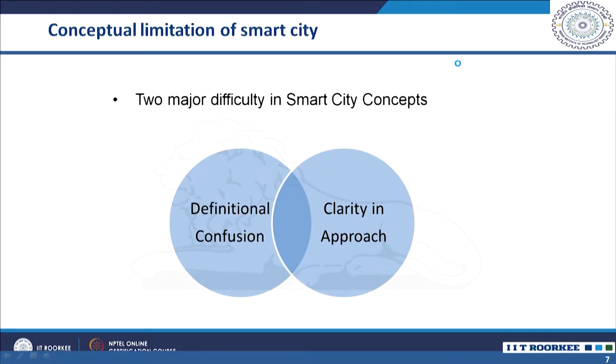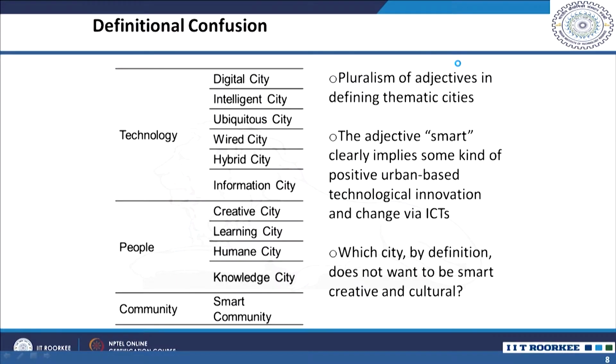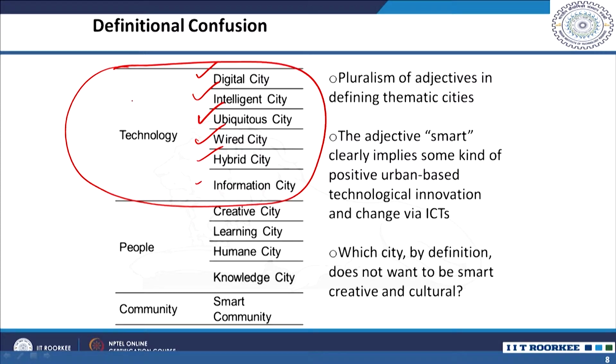At the global level, there are some confusions in terms of the definitions and their concept. So, we find 2 types of confusions: definition and clarity in the approach. Earlier we had various terminologies like digital cities, intelligent cities, ubiquitous cities, wired cities, hybrid cities, information city. These terminologies are based on technology, which is a driving force for the development of the city.